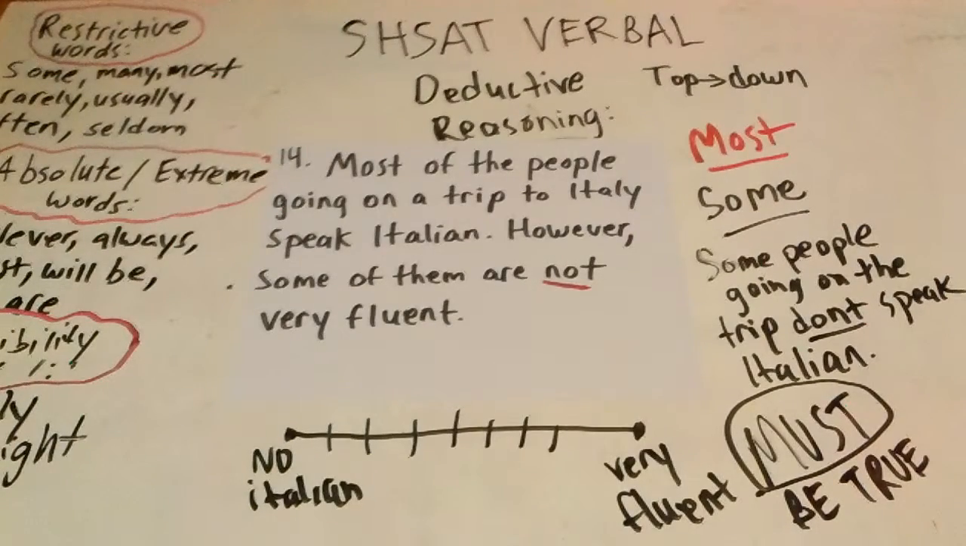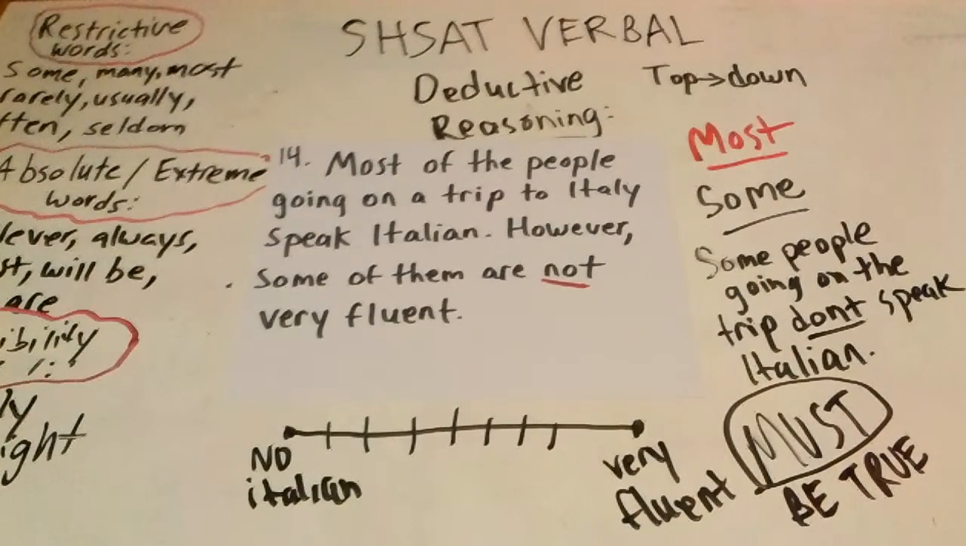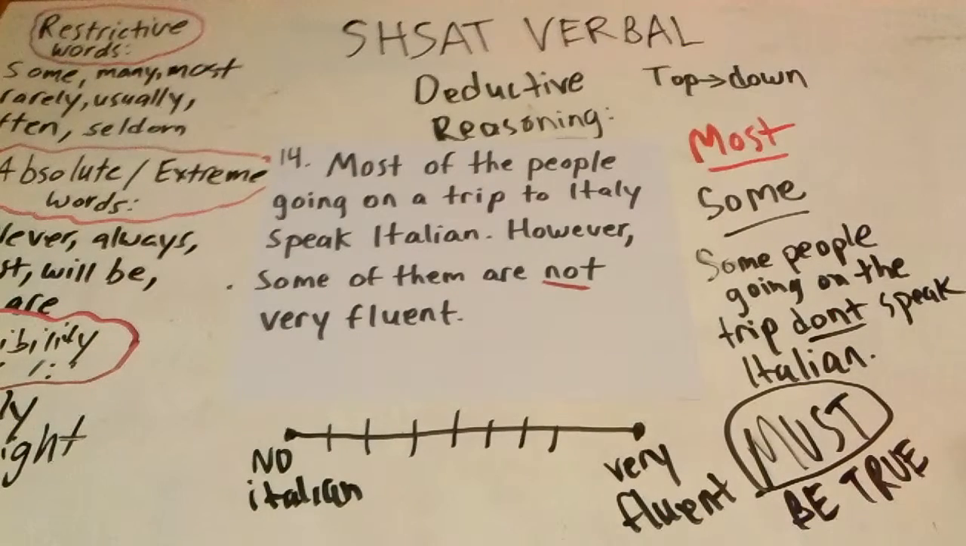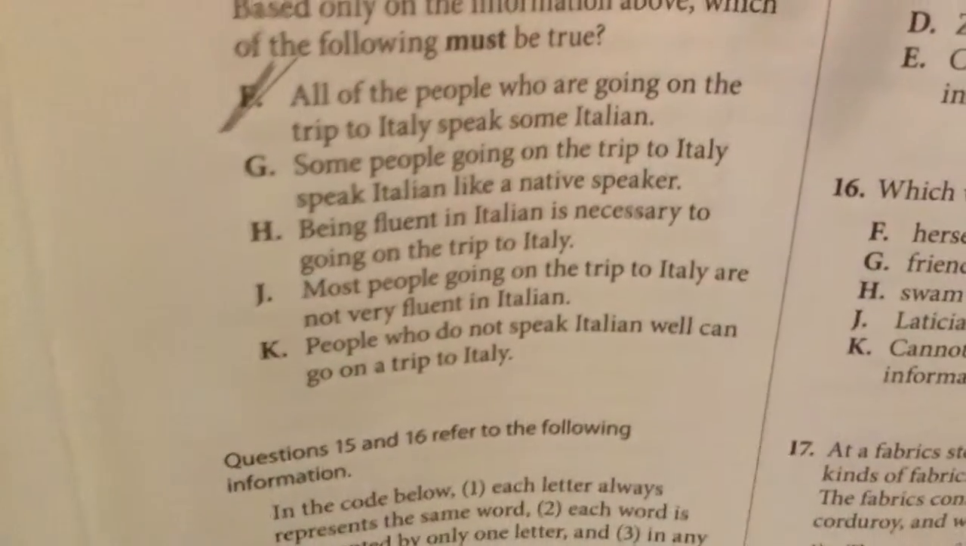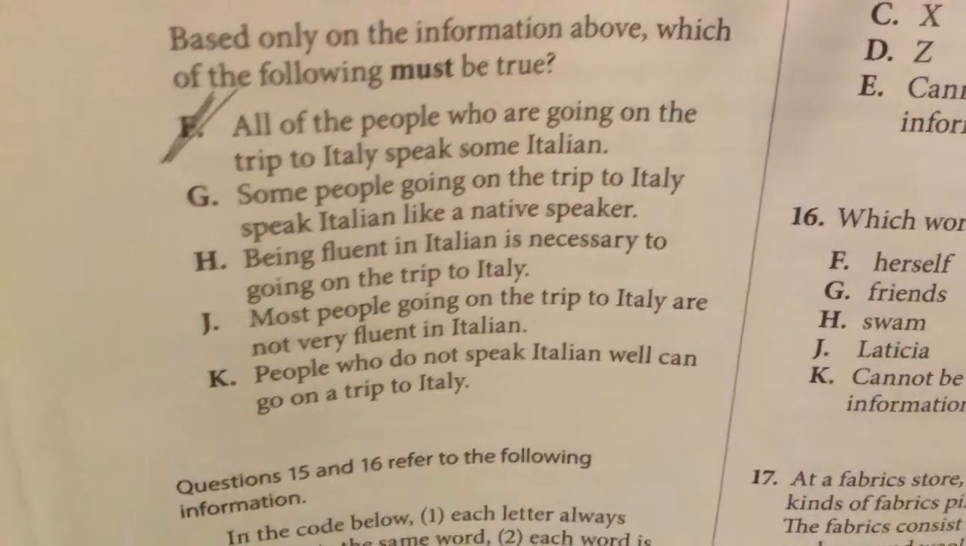So, that first one said, all the people who are going on the trip to Italy speak some Italian. We can safely cross that one out. Can we? Let's see. All the people who are going on the trip to Italy speak some Italian. No, because some people going on the trip don't speak Italian. Only most do. Some don't. So, look. You cross out F. Let's see what G says.